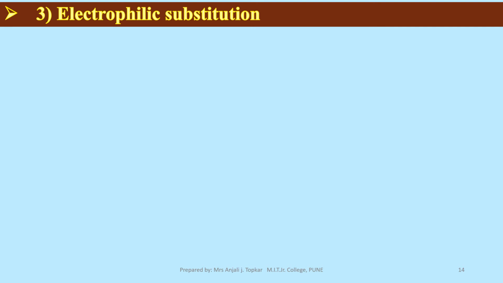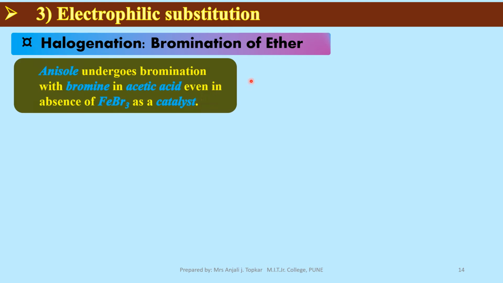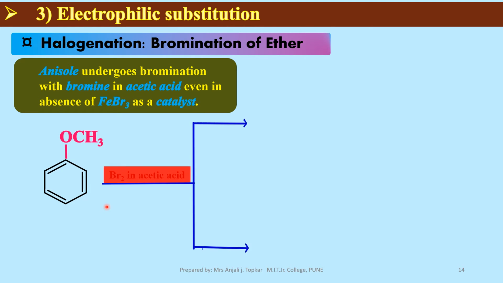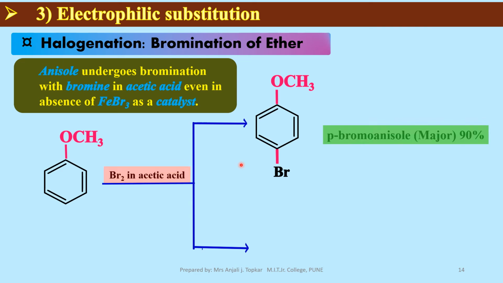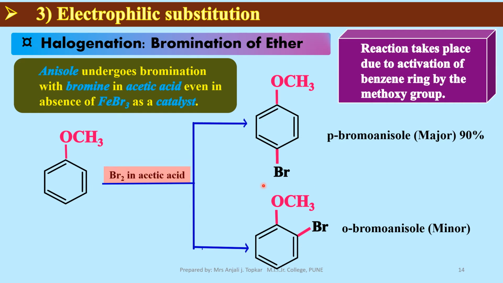Let's see halogenation, that is bromination of ether. Anisole undergoes bromination with bromine in acetic acid even in the absence of FeBr3 as catalyst. Let's see how. This is anisole. When it is treated with bromine in acetic acid, it forms parabromoanisole and orthobromoanisole. Reaction takes place. It's due to the activation of benzene ring by this methoxy group.